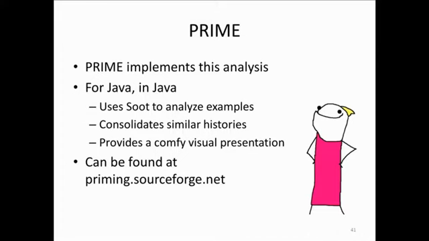Now, Prime is actually the implementation that came before the formal work. It's an implementation of this analysis for Java in Java. It uses Soot. It consolidates similar histories in a very heuristic manner. And it provides a comfy visual representation of the database and results of queries. It can be found on SourceForge. And it's a work by Alon Mishne, who's the grad student who came before me and already finished.